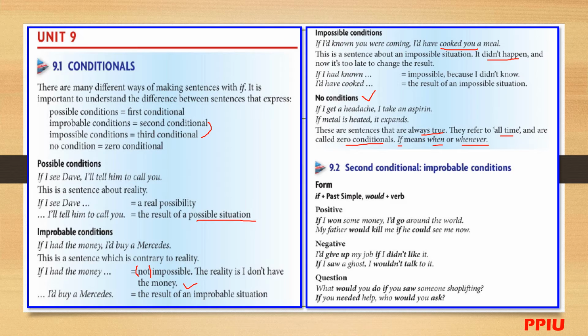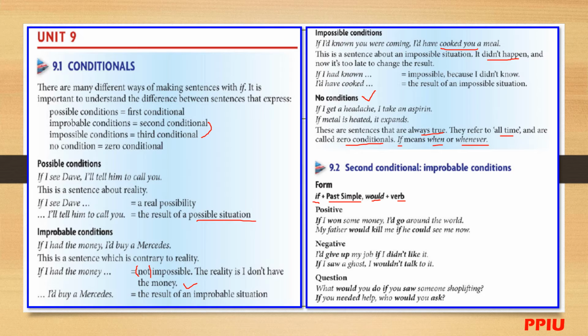Okay, you can see the form in here: if plus past simple, comma, plus would plus verb, meaning verb 1. I hope you have learned the formula of past simple, which is subject plus verb 2 plus an object. So you can use the formula of past simple with if in here. That part gives us the form of the second conditional. You can see in the positive sentence, if I had some money, I'd go around the world.